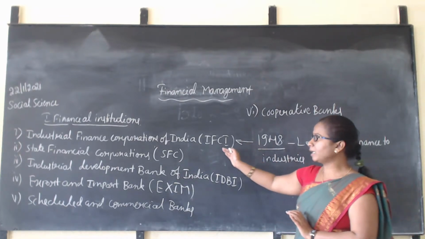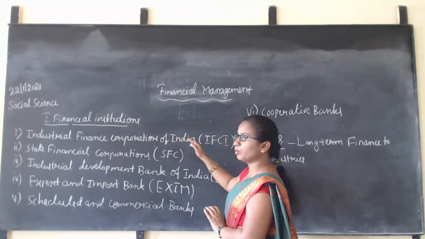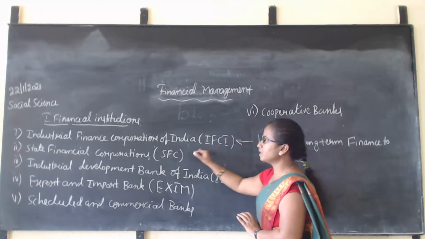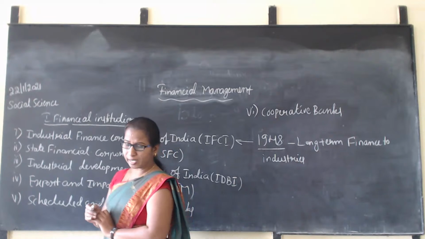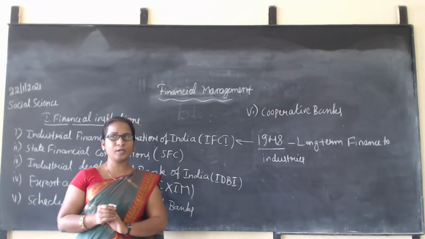Some public limited companies are getting loans from the Industrial Finance Corporation. So this comes under the first one. The second one is the State Finance Corporation.